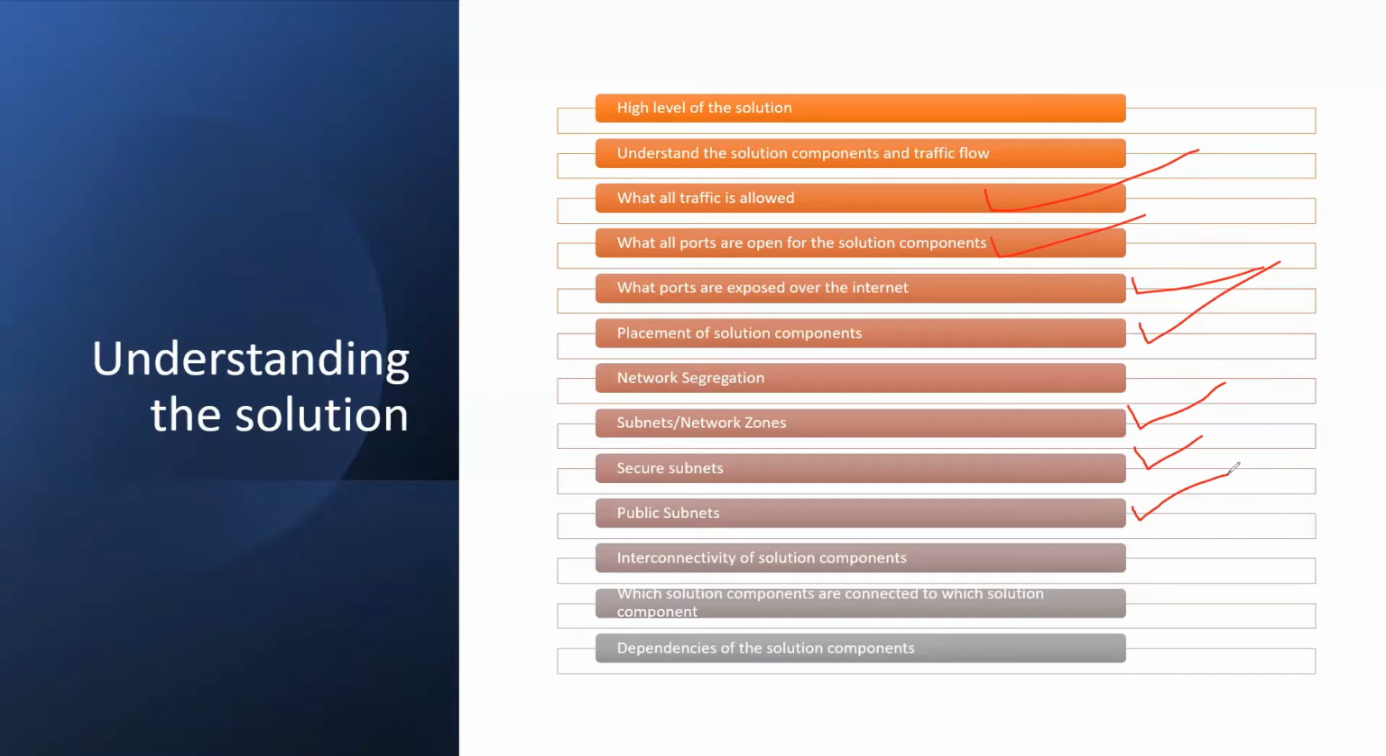So we can see, just by a glimpse of the diagram, what subnets or ports are allowed, and the interconnectivity of solution components: how different components of the architecture are interconnected, what traffic is flowing, and which solution component is connected to which. In detail, we can also see what dependencies there are.